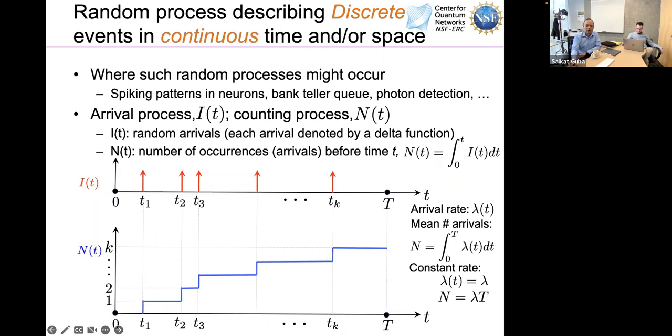So wherever an arrival occurs, you just jump 1 up. So the value of N of t at capital T, which is, let's say, the end of time, is the mean number of arrivals. And we will use the letter lambda of t to denote the arrival rate. So lambda of t is the number of arrivals per second, for example, and N is the mean number of arrivals from 0 to t. If an arrival process has a constant rate, then lambda of t will not be a function of time, and N will be simply lambda times the total time.